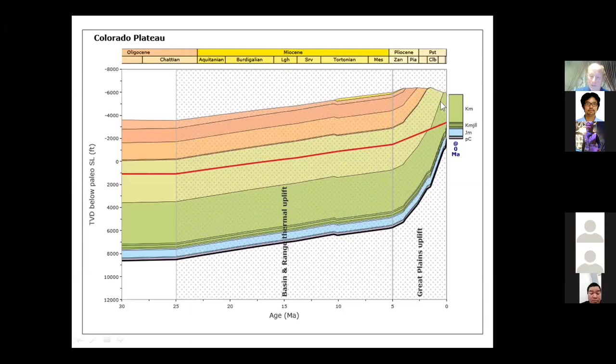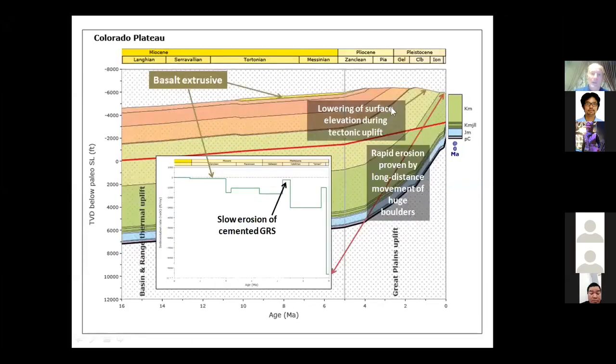So let me go on to the next one. What we see here is that when the erosion starts going faster, it stops going up, because erosion is now competing very well with tectonic uplift.